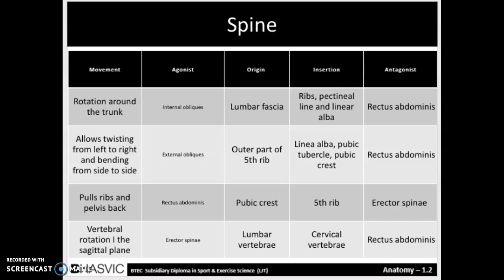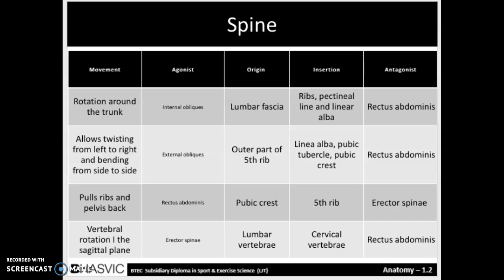Finally, we have the spine, which consists of the agonist being the internal obliques, the external obliques, the rectus abdominis, and the erector spinae. These four agonists almost act as two pairs, as the top two in the table have each other acting as the antagonist, and likewise with the bottom two.